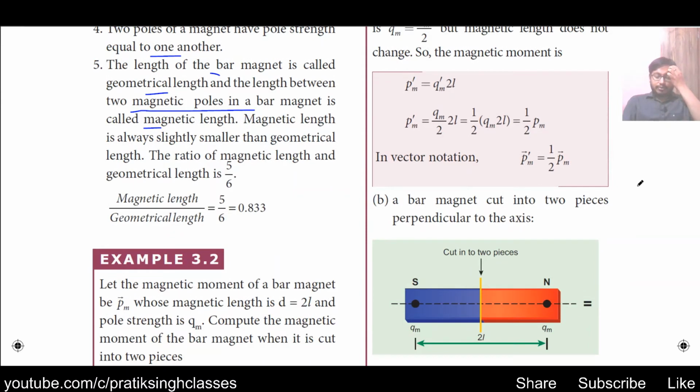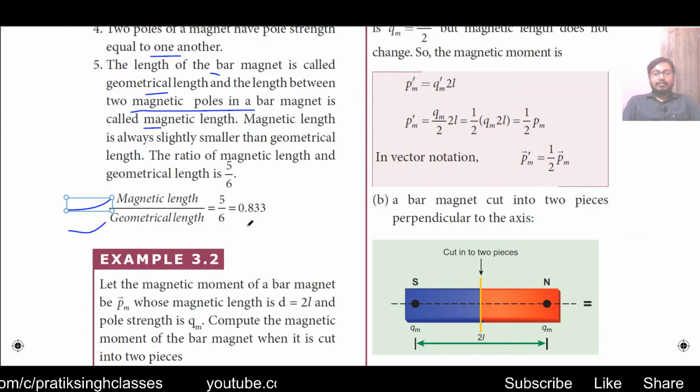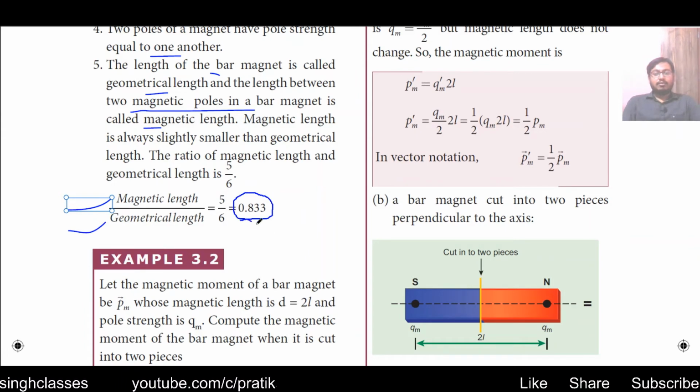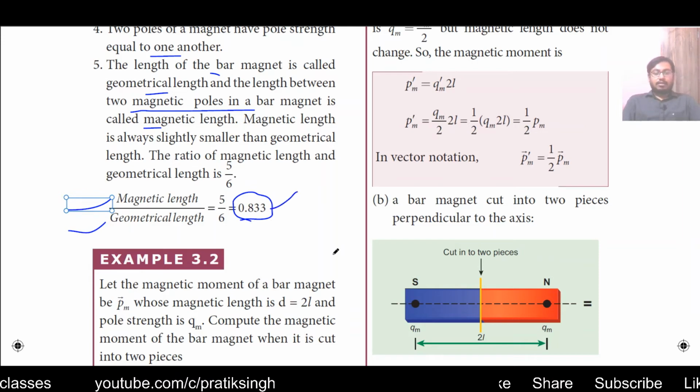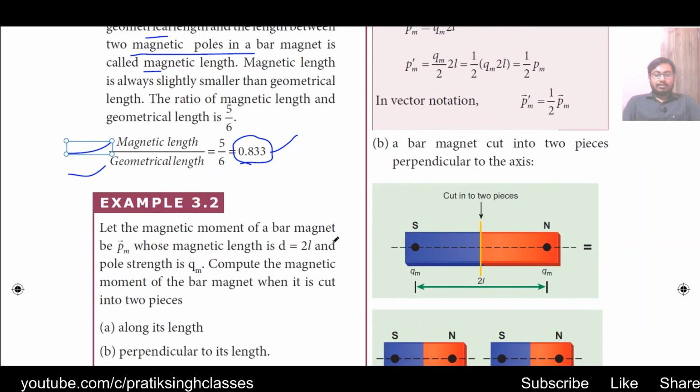Fine. If you find the ratio between the magnetic length and the geometrical length, it will come as 0.833. It always happens. So this is the ratio between magnetic length and geometrical length.